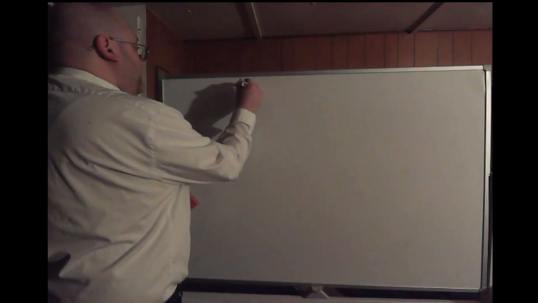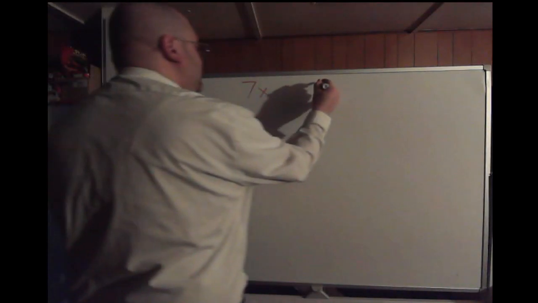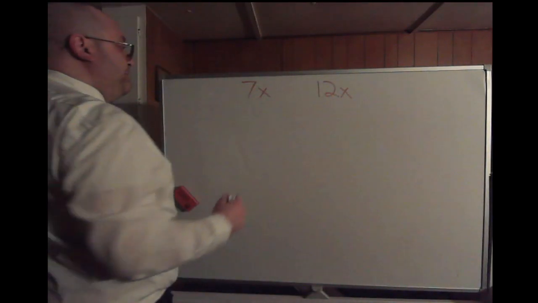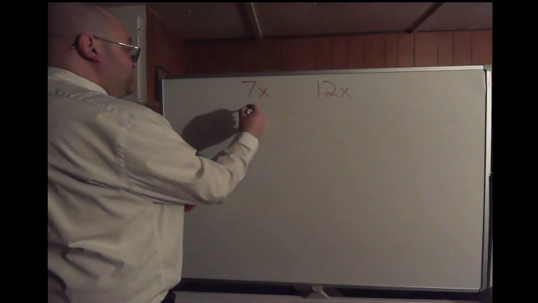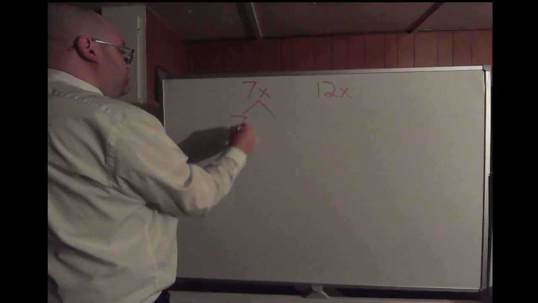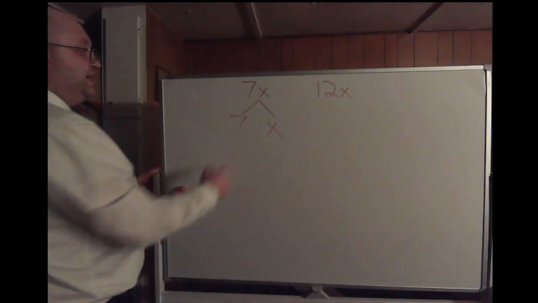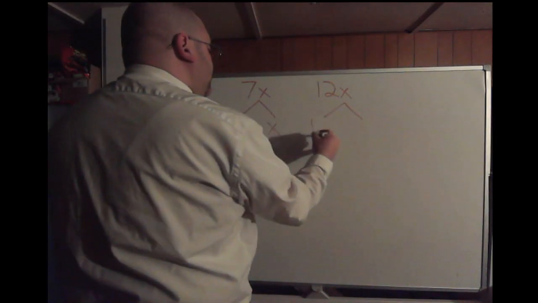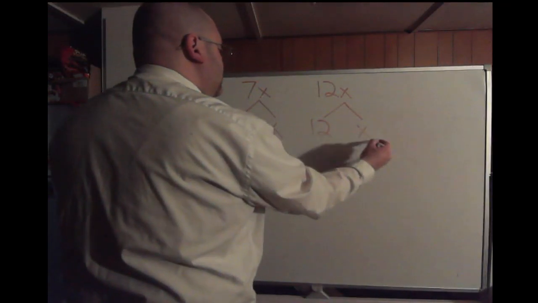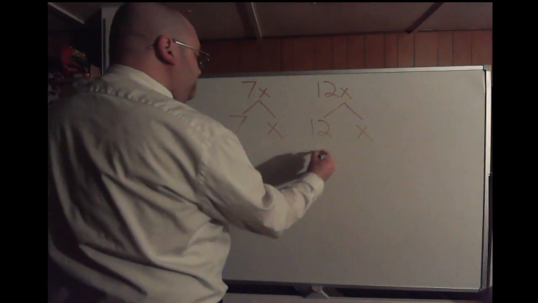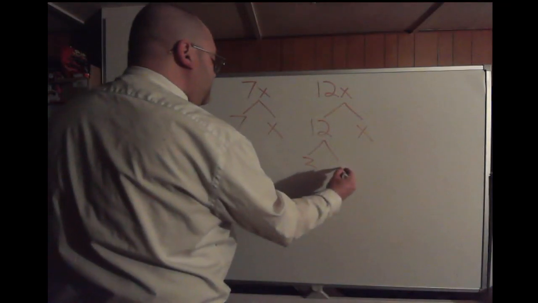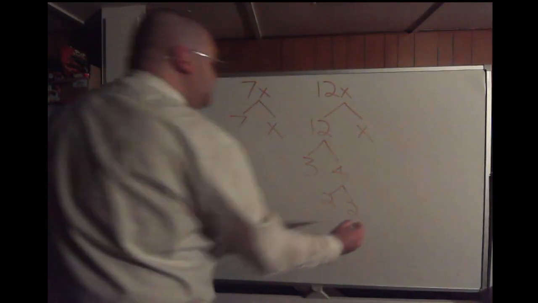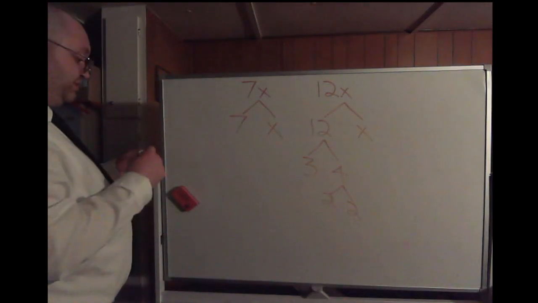Alright, let's see here. We have 7x, and then we have 12x. 7x and 12x. Well, let's break down 7x. It'll go into, of course, 7 and x. We can't break that down any further. It's prime factored. But 12x, well, we have 12 and x. X doesn't break down further, but 12 breaks down into 3 and 4, which the 4 breaks down into 2 and 2. Alright, we've broken down 12x as much as we possibly can.